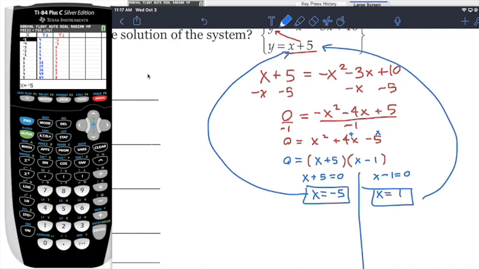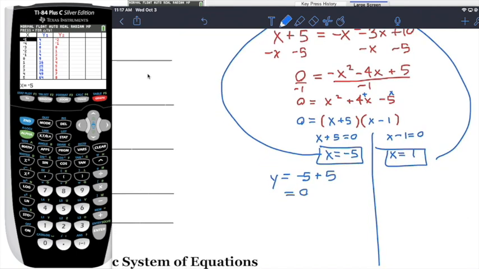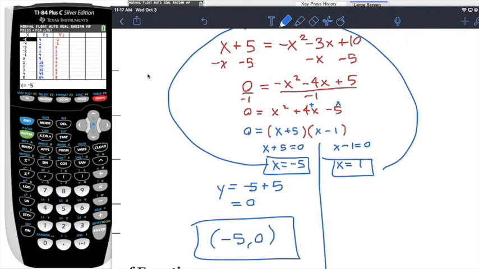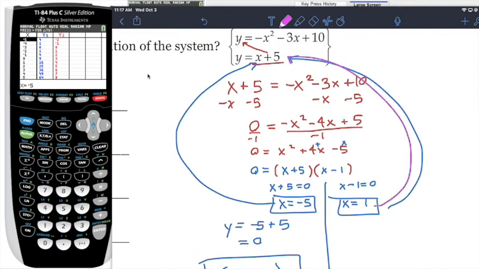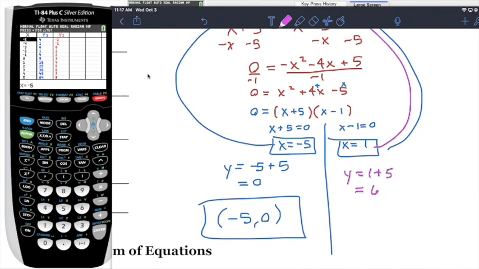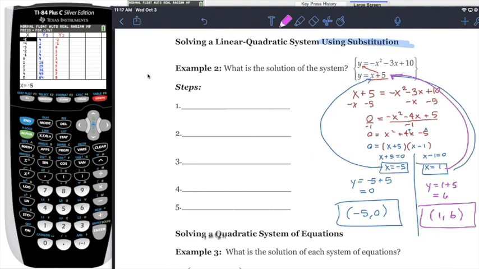So if I plug negative 5 into that second equation, that'll be negative 5 and then plus 5. That'll equal 0. So writing that ordered pair together is going to be negative 5, comma 0. Now if we plug 1 back into this equation up here, that's going to be y equals 1 plus 5. So obviously that is 6. So then we will write that as 1 comma 6, and that is your second solution point.